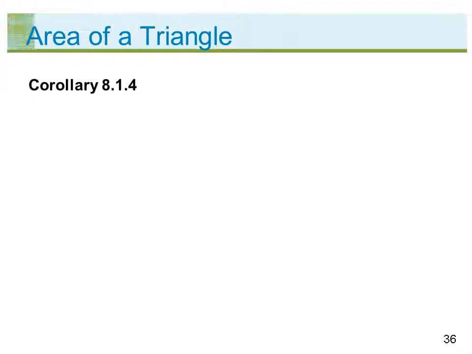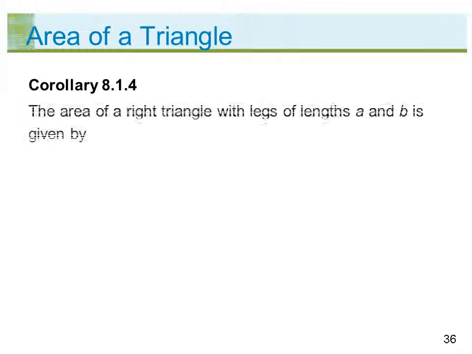Corollary 8.1.4. The area of a right triangle with legs of length a and b is given by A equals 1/2 ab.